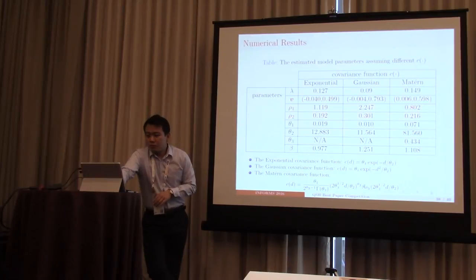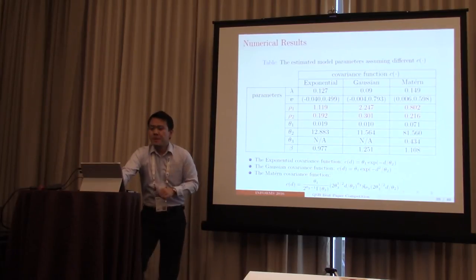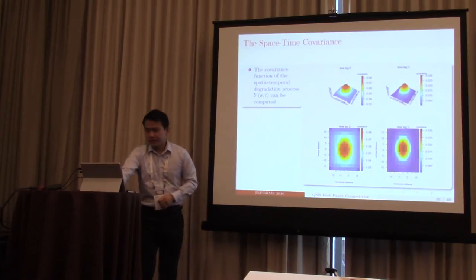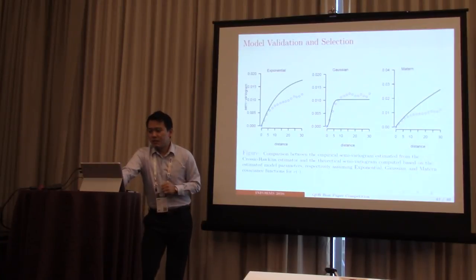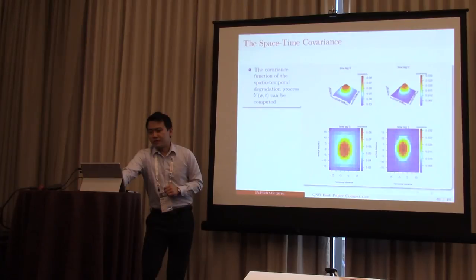If you look at rho one and rho two, they control the standard deviation of the convolution kernel parallel and perpendicular to the propagation direction. So we expect rho one to be larger than rho two. Okay, this is basically the plotted covariance function. It has this shape because of the propagation from the south to north.